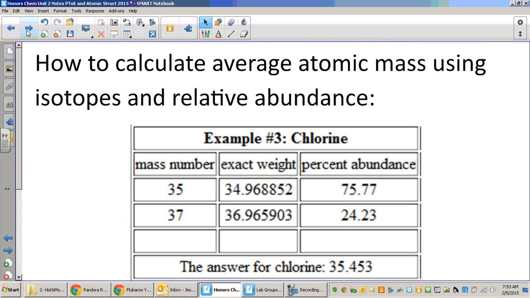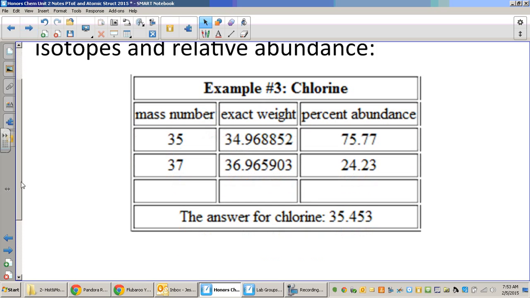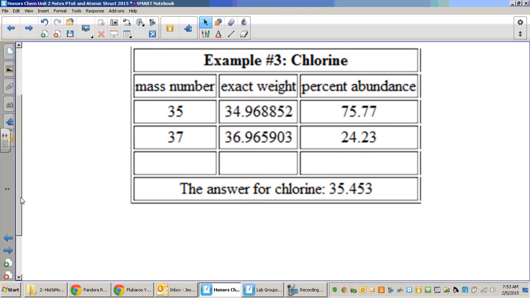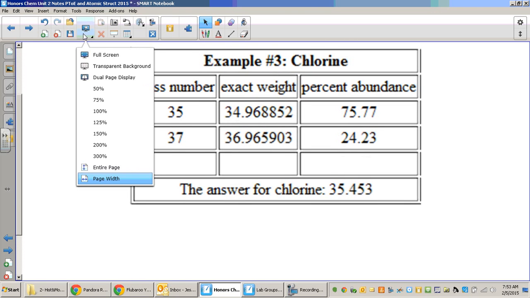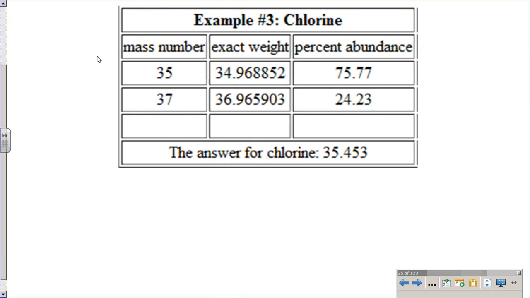So let's calculate using chlorine's information as I have given it to you, and let's calculate the average atomic mass of chlorine, okay? So using this information, we're going to do that, and I'll walk you through the first process. And I'm going to go full screen here. So the answer we can see is here, 35.453, which is what the periodic table says. But how do we do it?